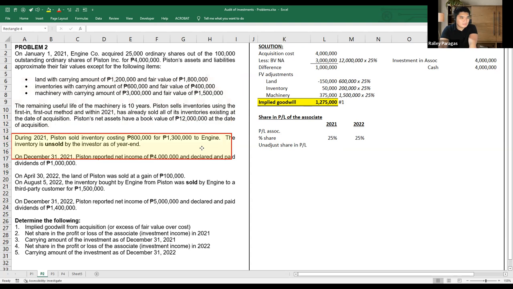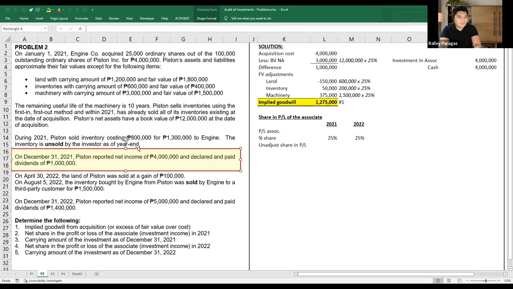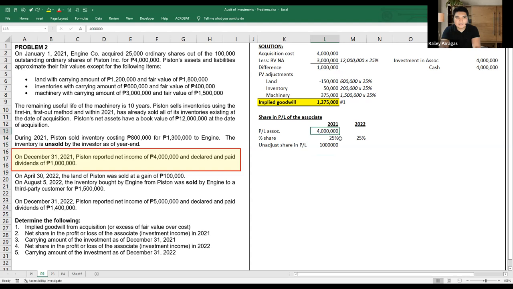Saan ba yung profit natin? Dito sinabi sa problem, no. On December 31, 2021, okay, the investee reported net income of 4 million, no, and declared and paid dividends of 1 million. So 4 million yung unadjusted na profit ng investee. So kunin mo yung 4 million, multiply mo sa 25%, makukuha mo yung unadjusted share in the profit or loss. Okay, and then i-adjust mo yan.